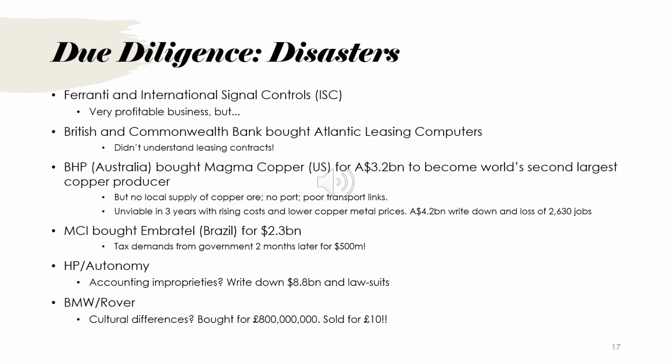Another example, MCI, British Telecommunications Company, bought Embratel in Brazil for $2.3 billion. As soon as the deal was closed, the Brazilian government then demanded tax from them for 500 million. That affects your discounted cash flow quite a lot.